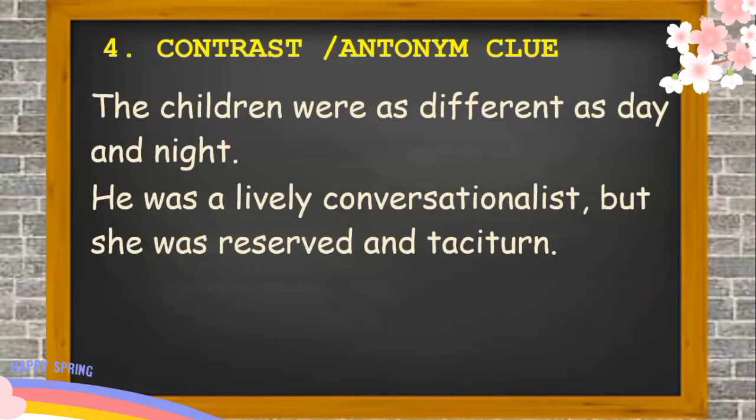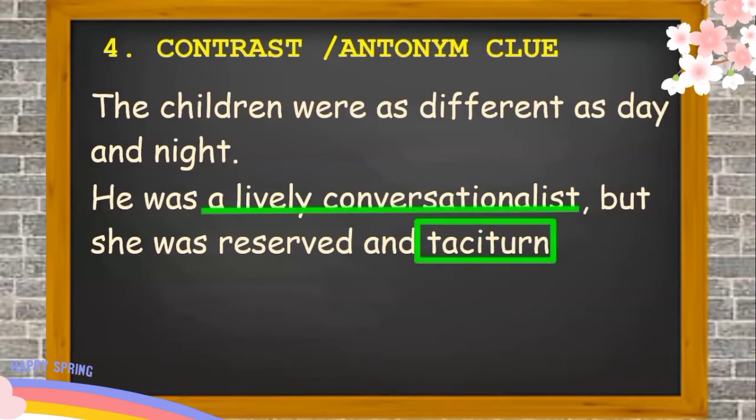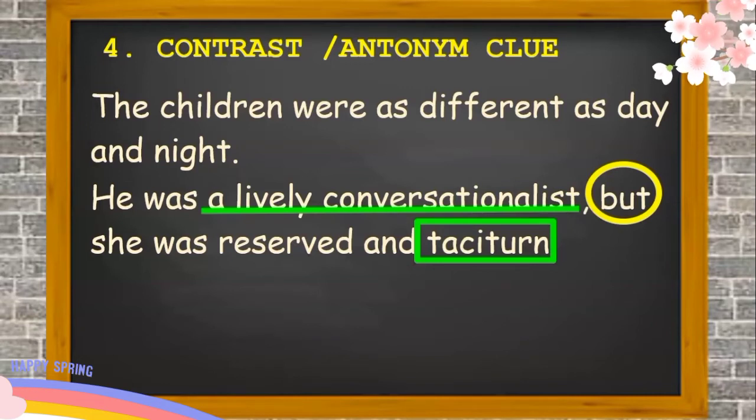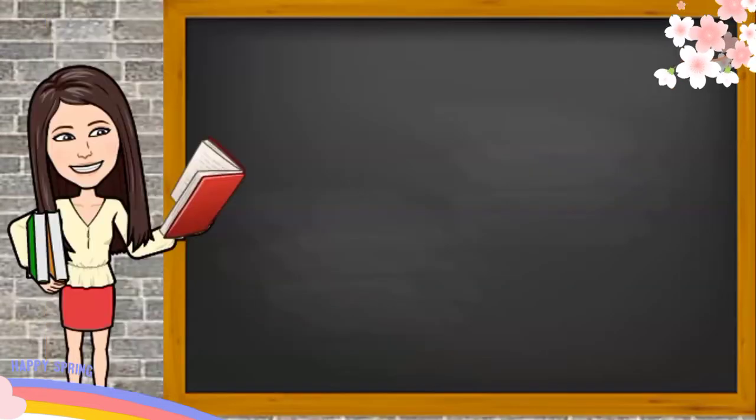The children were as different as day and night. He was a lively conversationalist, but she was reserved and taciturn. So the word taciturn here means the opposite of a lively conversationalist. And our signal word for us to know that it is using an antonym clue is the word but. Now we could conclude based on the antonym clue that taciturn is someone who is uncommunicative, right? Now, you've seen how you could use an antonym clue to understand a new word. So let us proceed to number 5.